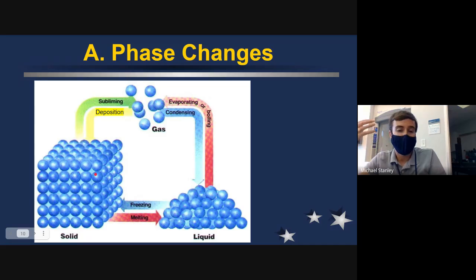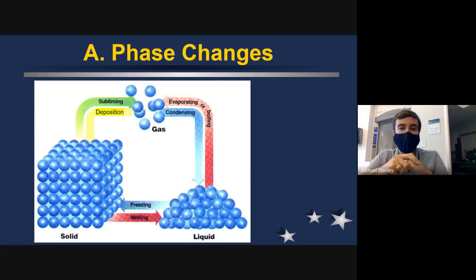So if you take that solid and heat it up really, really hot, really, really quickly, it will go through sublimation and turn into a gas. And if you take that gas and cool it down extremely quickly, it will go through deposition and turn directly into a solid, skipping out that liquid step. So those are our major phase changes that we can go through in order to turn from a solid to a liquid to a gas or back the other way.